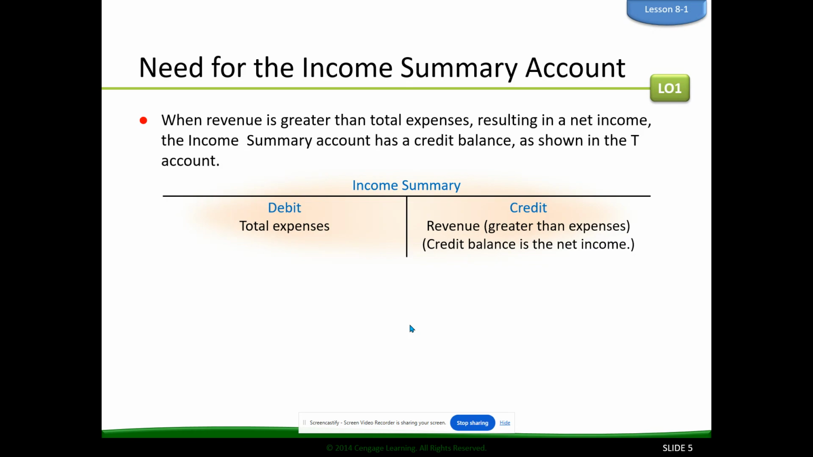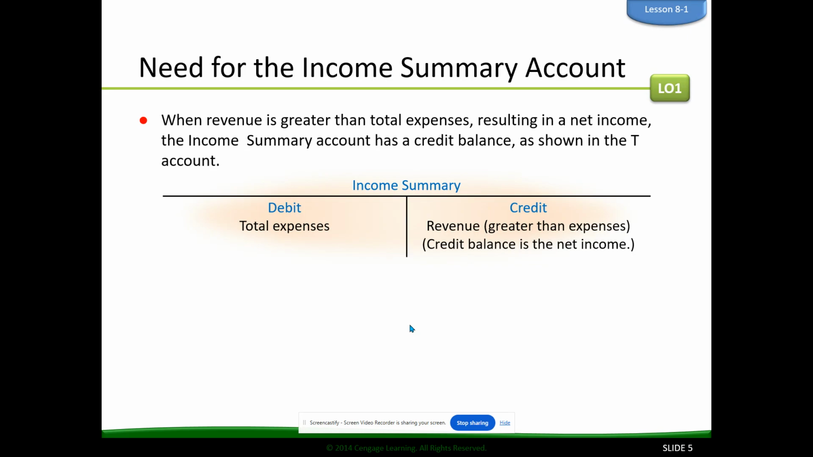Now, our income, when we looked at the worksheet, right? On our worksheet in the income statement, what are the two types of accounts in that income statement? If you said revenue and expenses, you would be correct. Those are the two types of accounts that are in my income statement section of my worksheet. And that is what's going to summarize my income. I have my revenue and I have my expenses.